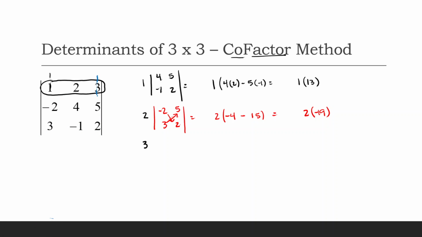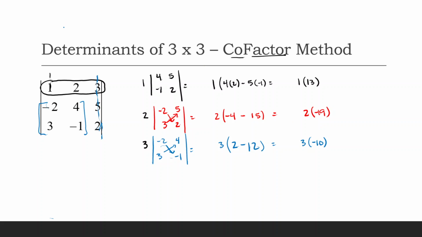So now I'm going to get rid of column 3 where the 3 is, and I'm going to take its minor. So that'll be -2, 4, 3, -1. And I find that determinant. So I'll have 2 minus 12. Okay, remember diagonals. And so that gets me 3 times -10.